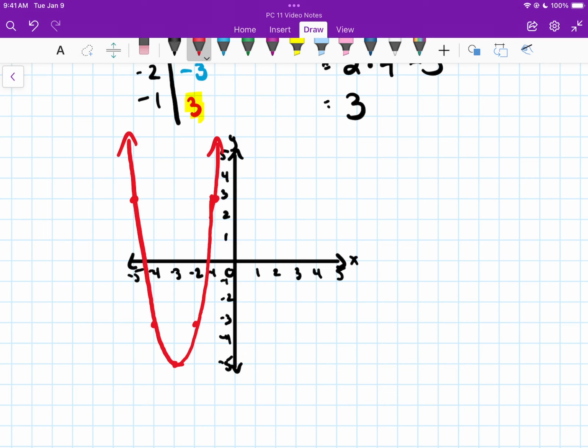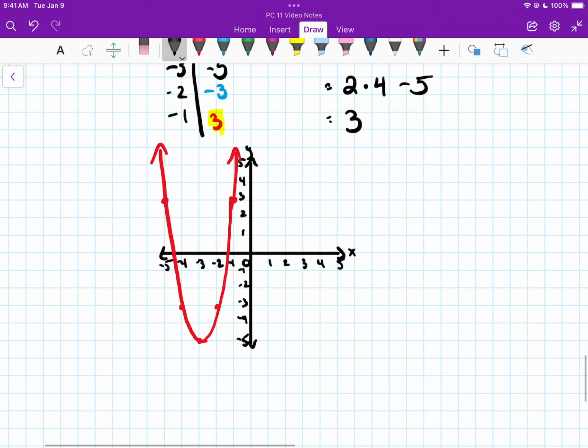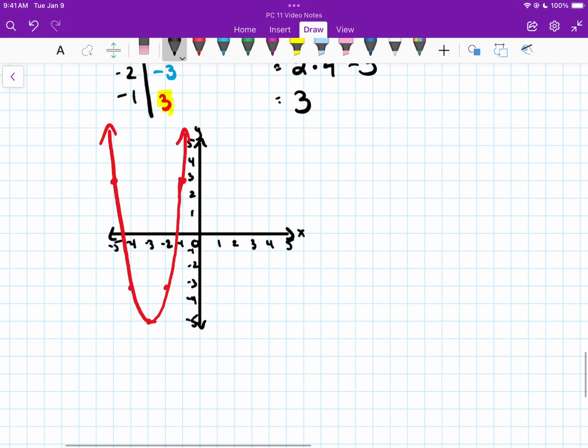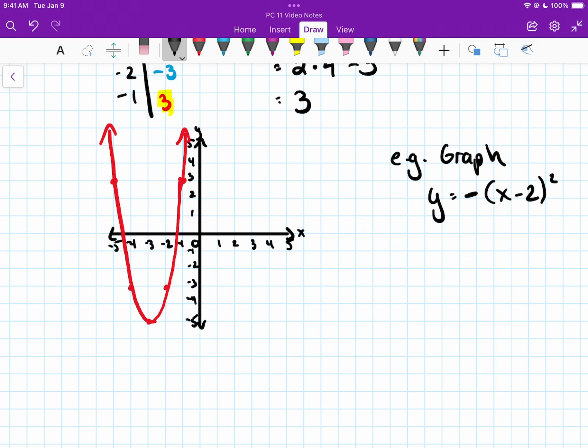So I'm going to give you a couple of more examples that you can do on your own. If you're feeling comfortable, feel free to just burn through them. I won't give too much of an explanation on these ones. So for this next one, you want to try graphing y equals negative times (x minus 2) squared. So feel free to pause here, work through this question, and then come back to check your graph once you're done.